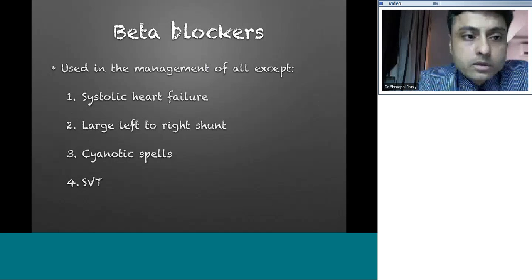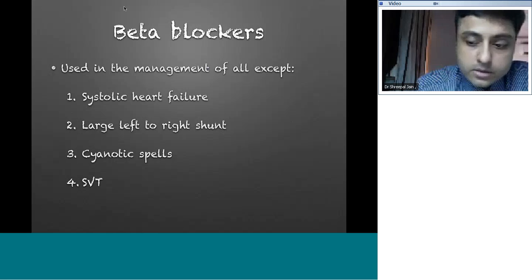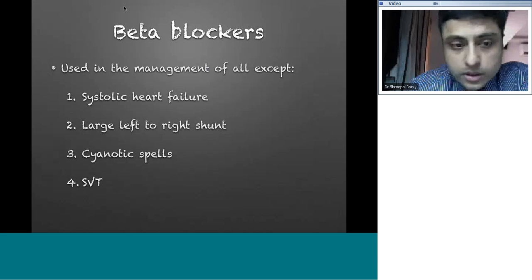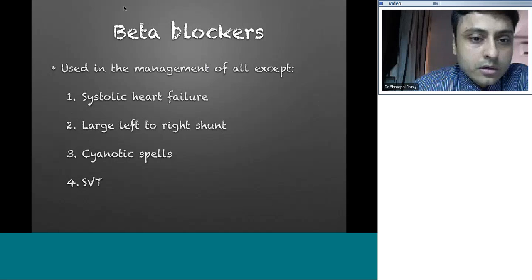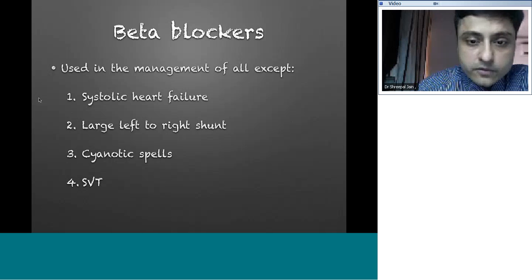So beta blockers as a group are useful in the management of all except number 1, systolic heart failure, number 2, excellent. So large left to right shunts, there is no role of beta blockers in the management of left to right shunt lesions. Systolic heart failure, we know that we use carvedilol in patients with stable systolic heart failure. Cyanotic spells, commonly used drug propranolol, and even in the management of SVT.